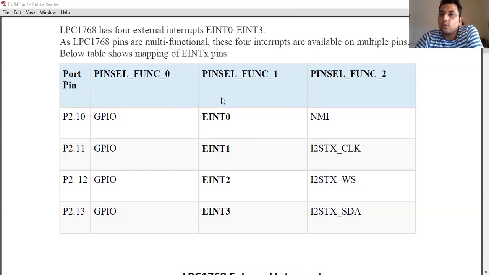That's how you can configure those pins. As and when you have to write any code and use an external interrupt, you can use any one of pins 10, 11, 12, 13, depending on how many external interrupts you have to work with, along with port number 2 and the corresponding pin select register.